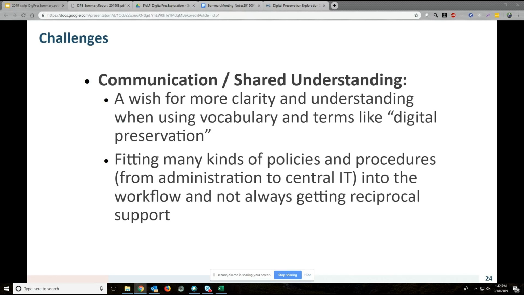Fitting many kinds of policies and procedures from administration to central IT into a workflow, but then not getting reciprocal support, was also a challenge mentioned. So trying to consider all these different components, but then not really getting that type of support back, or getting that feedback that you need to make sure it's a sustainable process.